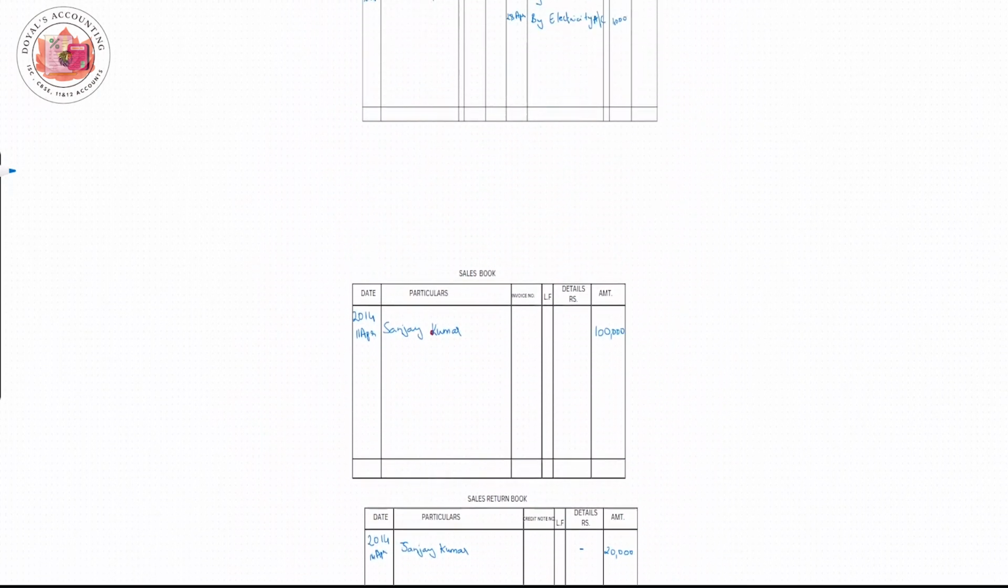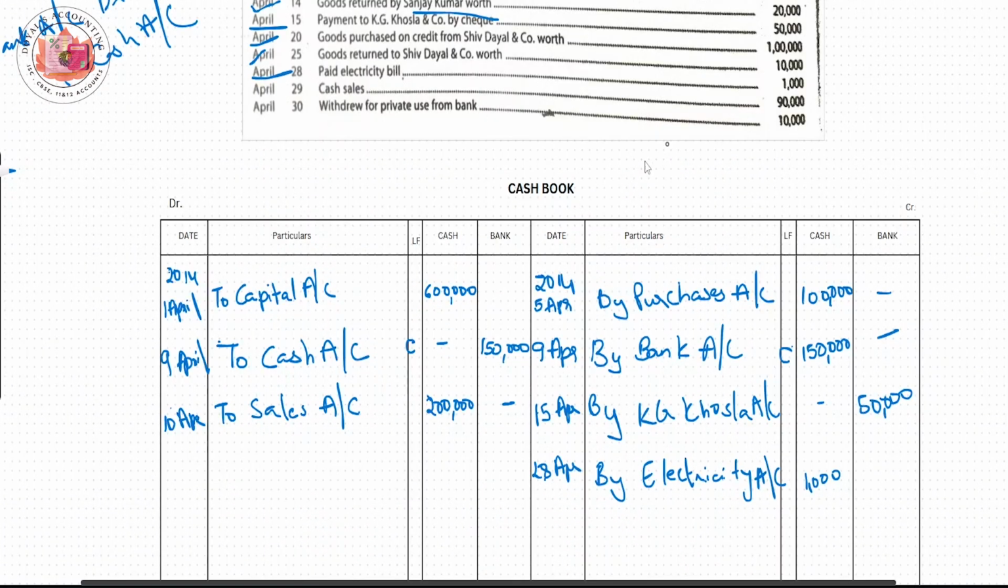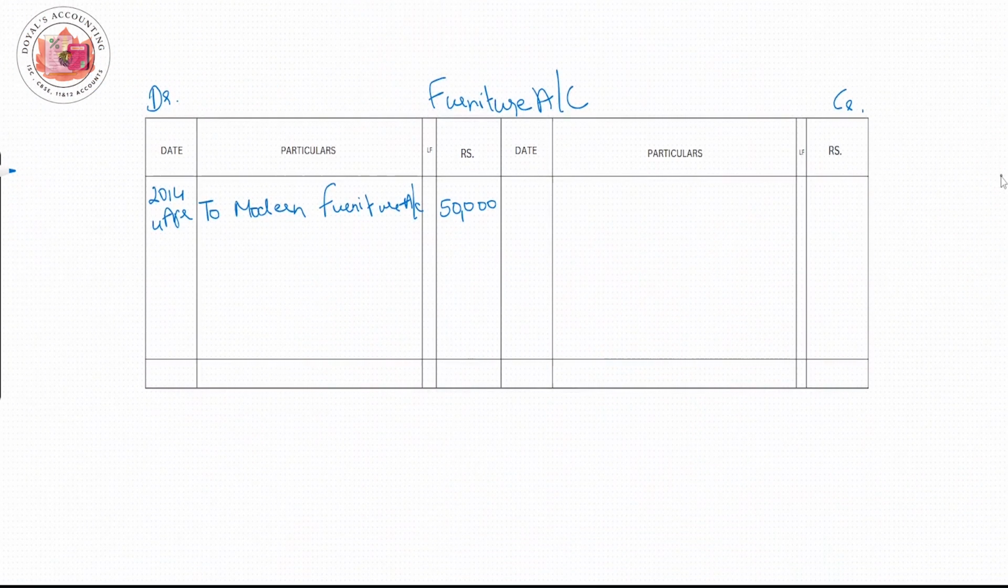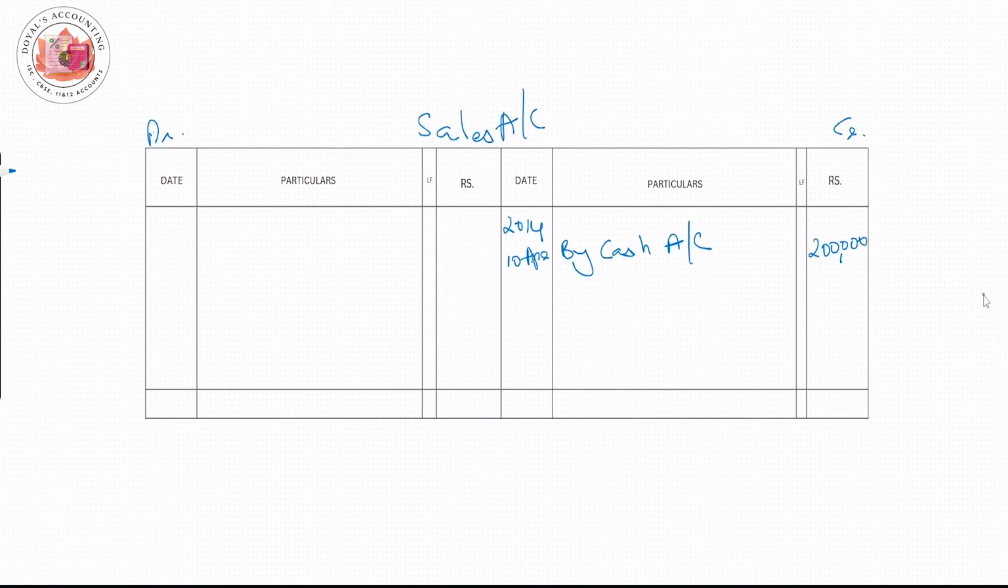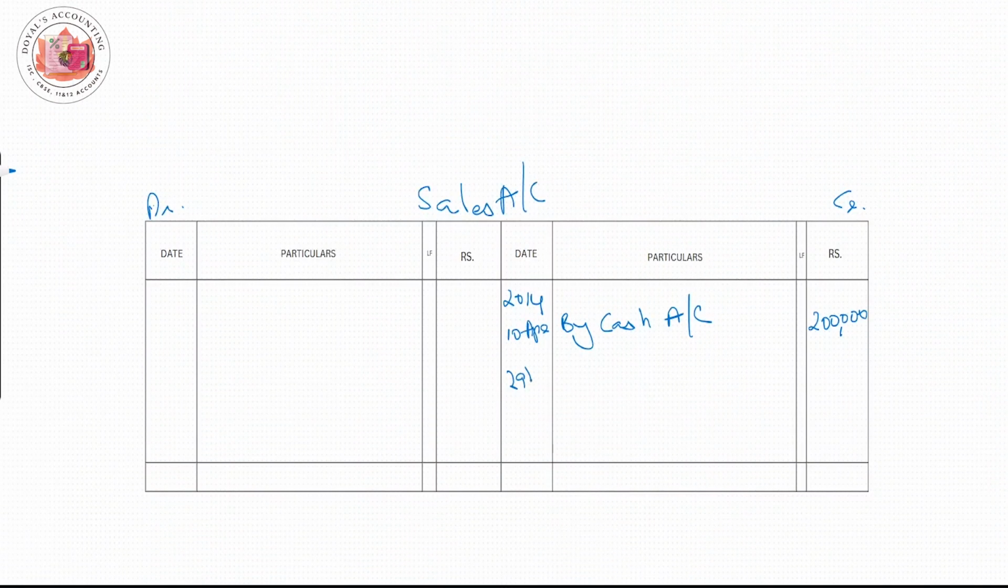Now let's go to the next transaction. We have cash sales of 90,000. So we will record that in our cash book and subsequently in our sales account. 29th April, to sales account 90,000. Remember, credit sales are recorded in the sales book and all cash sales will be recorded in the cash book. So let's go to the sales account. 29th April, by cash account, 90,000.